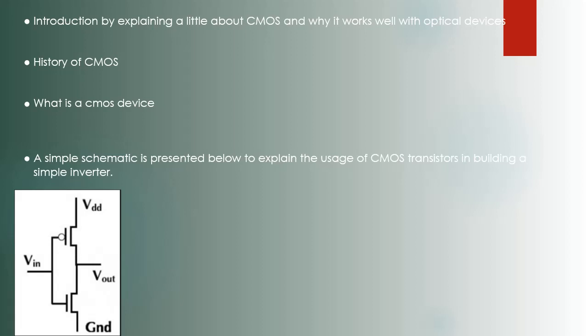A simple schematic is presented below to explain the usage of CMOS transistors in building a simple inverter. If you take a look at the schematic there at the bottom left, the given figure is a CMOS inverter. Note that the voltage Vin is applied to both the NMOS and PMOS gates. So consider when Vin equals 1. This makes the NMOS transistor on, and the PMOS is open circuited. This drives Vout to ground, and so you get an inverted signal. Just a quick little review.